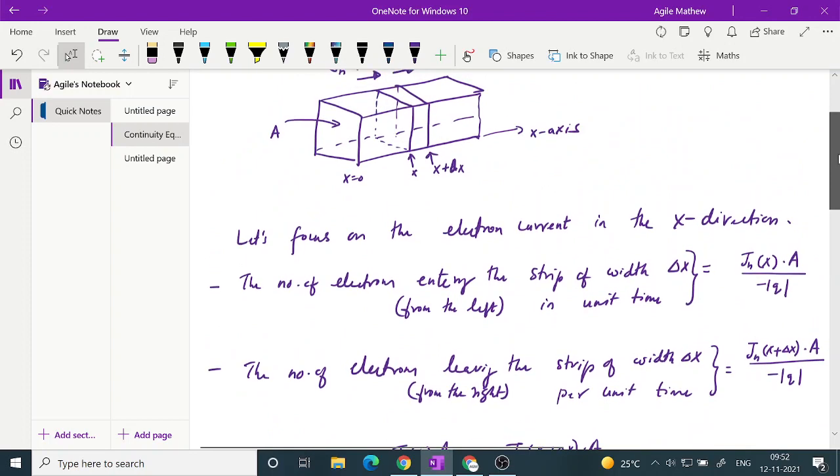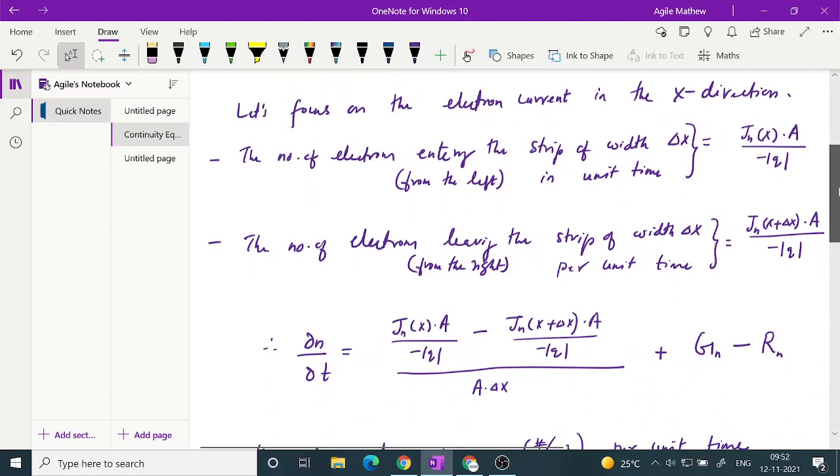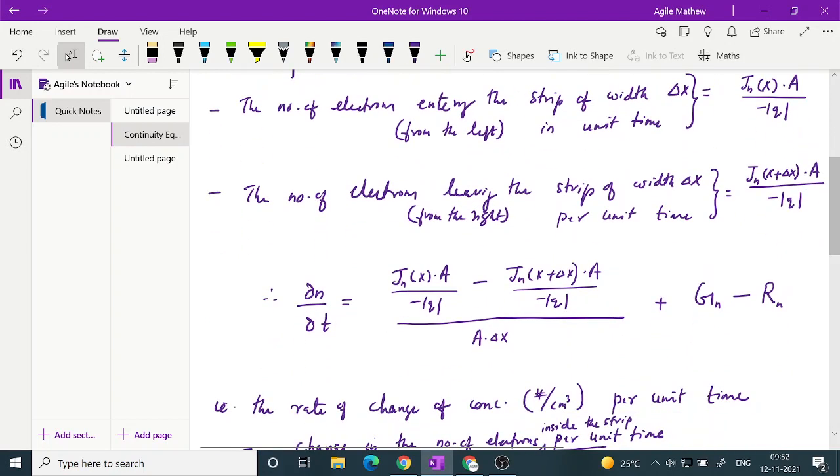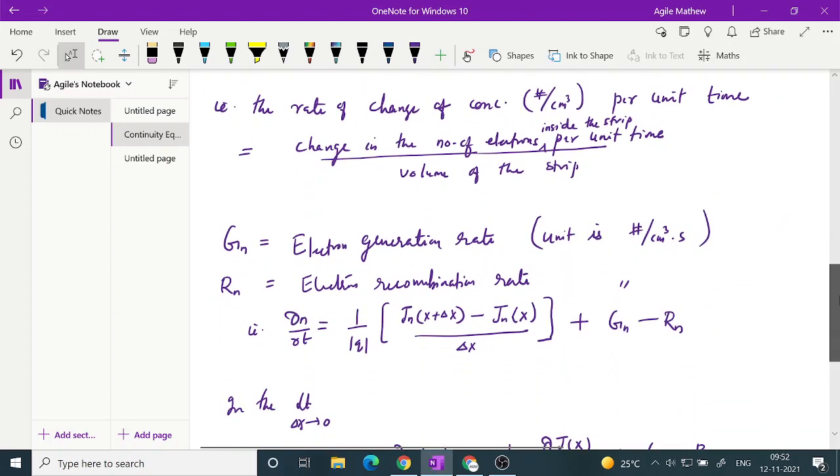Now the same thing you could have done with respect to holes also. So it will be like hole current entering and hole current leaving. The hole current entering will bring holes into it. The number of holes entering will be jp of x into A, but divided by plus q, because the charge of the hole is plus. So in both of these places, when you divide, instead of dividing by minus q, you will have plus q. So there will be a net negative sign here. Otherwise it is just a change of subscript.